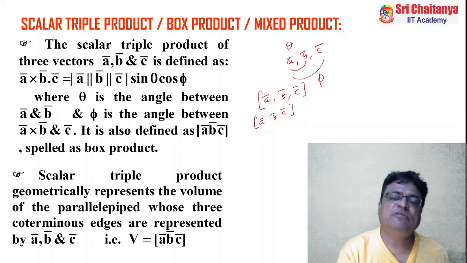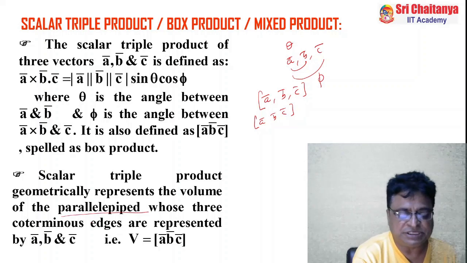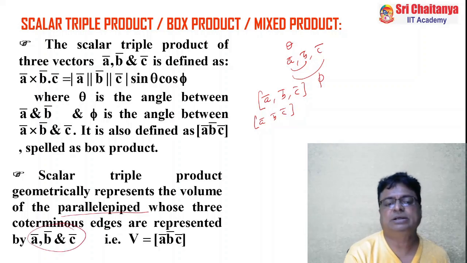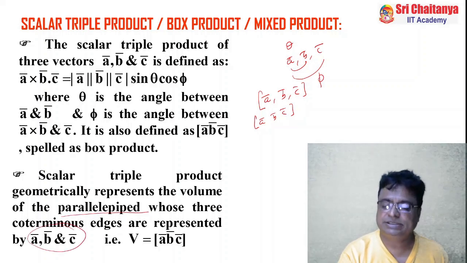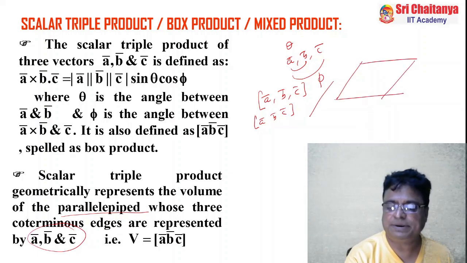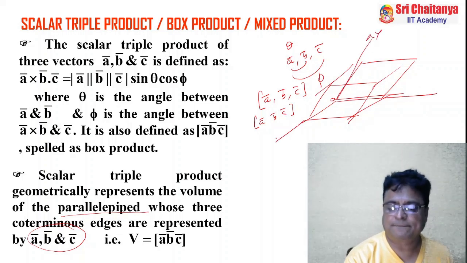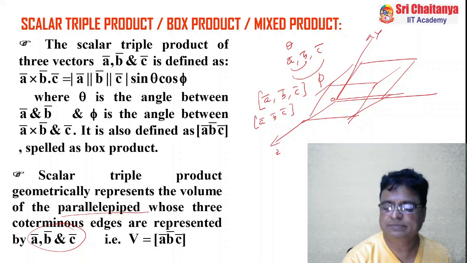Actually, the geometrical interpretation of box ABC is the volume of the parallelepiped in which A bar, B bar, C bar are coterminous edges. You imagine a parallelepiped like this. This is O, A, B, C. This is A bar, B bar, C bar.